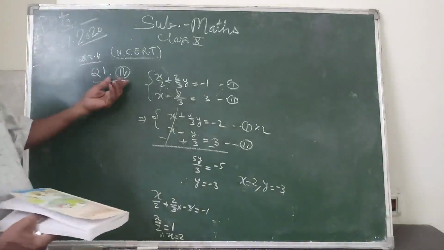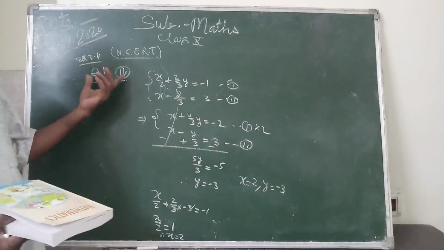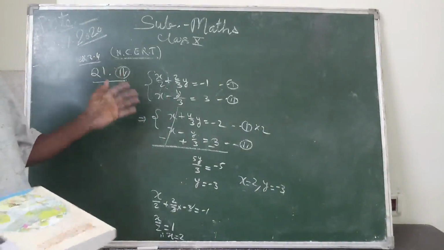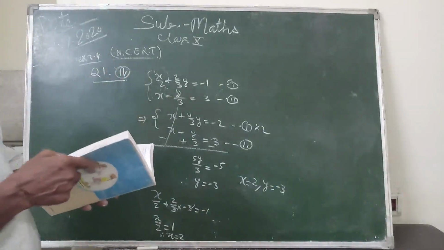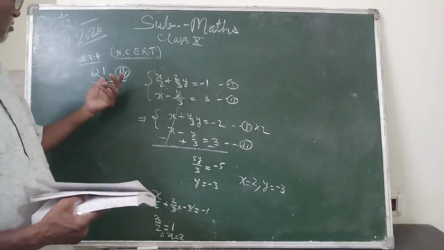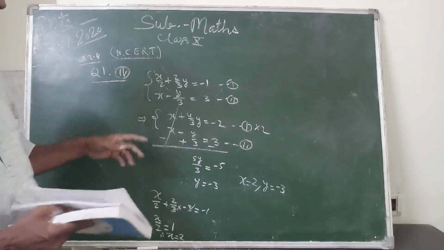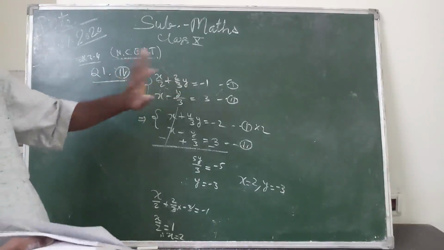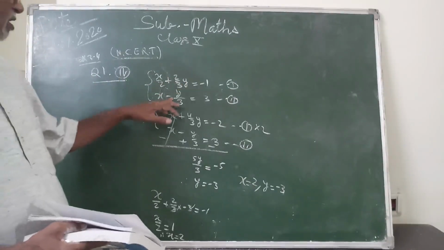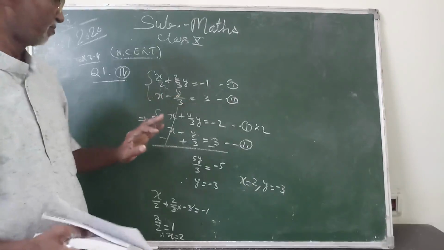Question 1 part 4. The previous one was question 1 part 1. The previous one was question 1 part 2 and it is 1 part 4. X by 2 plus 2 by 3 y is equal to minus 1. X minus y by 3 is equal to 3.